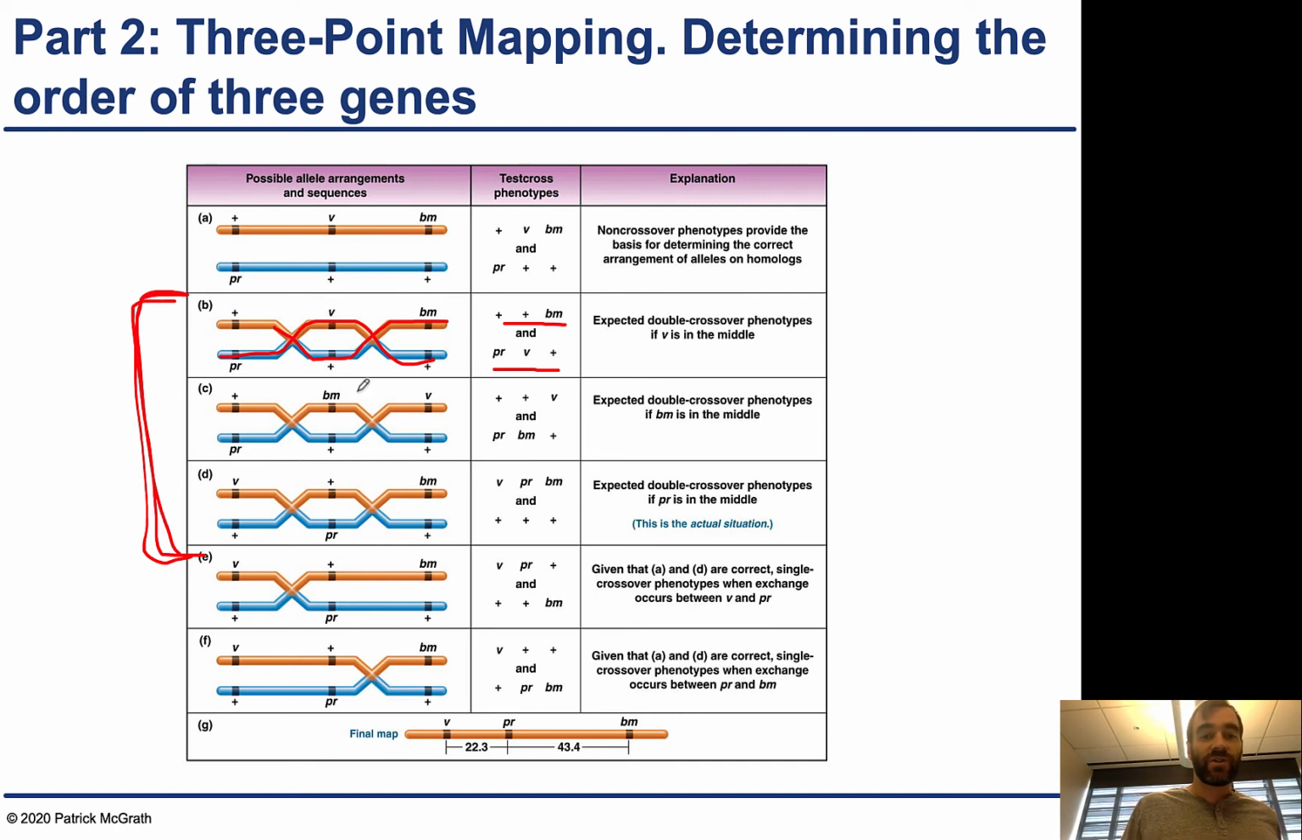But now if we switch which gene is in the middle and do the same thing, what we end up with is a different type of gamete. So plus V, PRBM plus. That is not the same as the situation up here. And then if the PR gene is in the middle and we do this, we get a different set of combinations between these alleles. So the double crossover would produce plus plus plus, the three dominants together, and then the three recessives together.